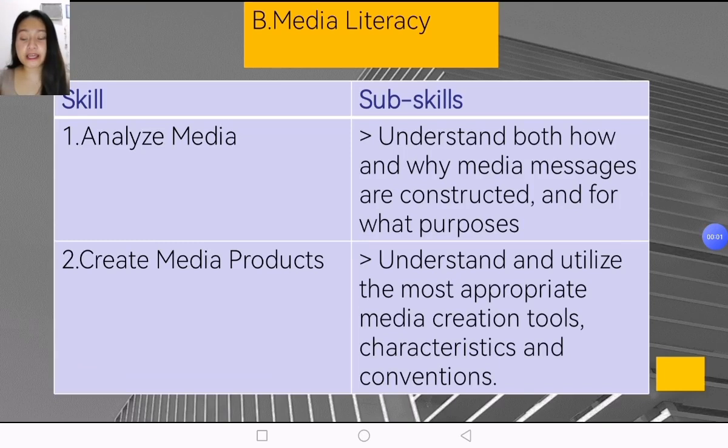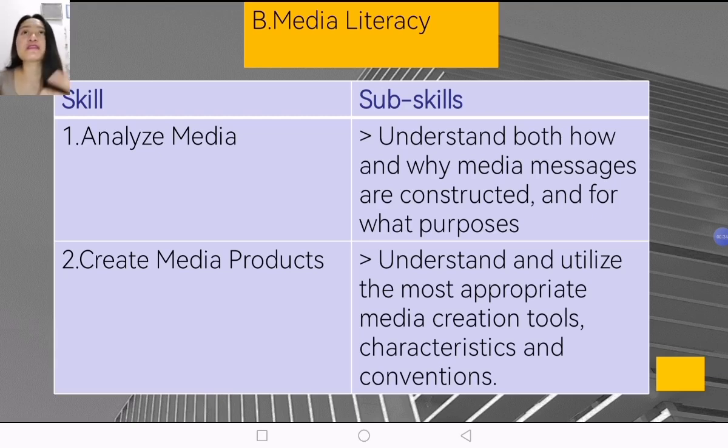So the first skill presented, or the majority skill presented, in terms of being media literate, is to analyze media, which is very important because not everything presented on media is reliable. So therefore, analyzing media is really our top tier. Under this skill, we have its sub-skill, which is to understand both how and why media messages are constructed and for what purposes.